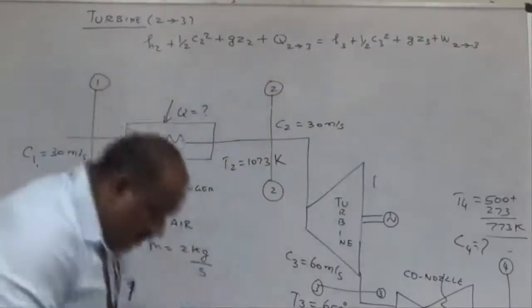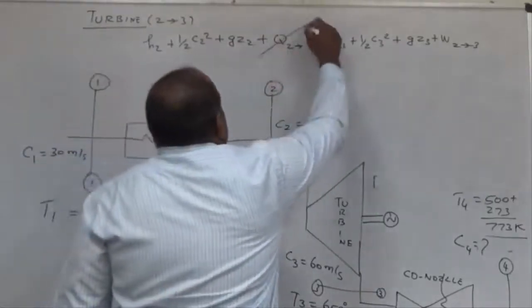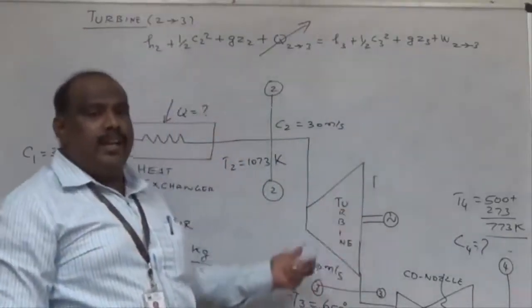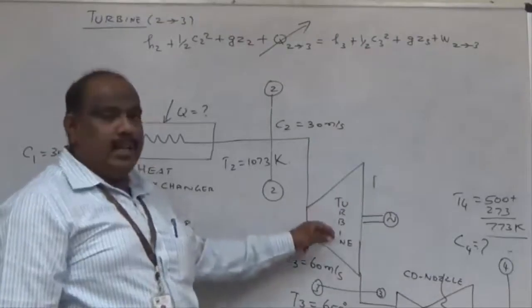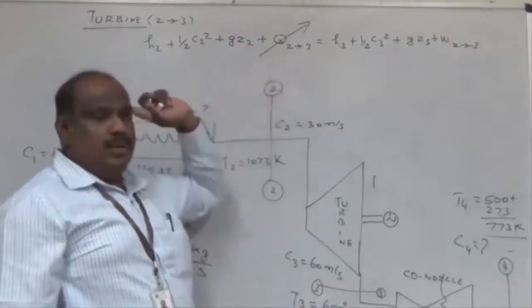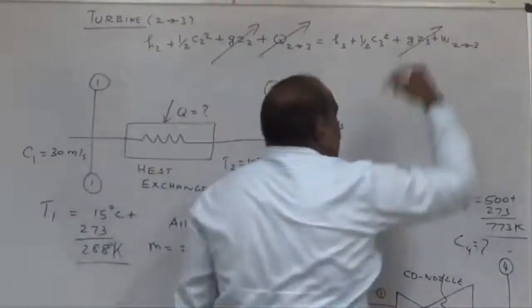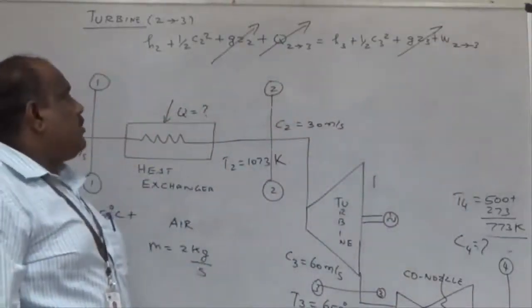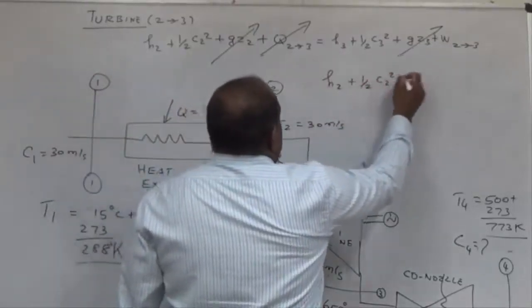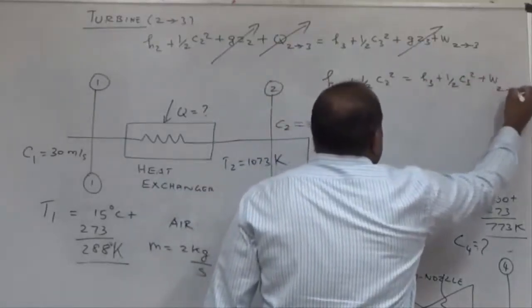What is given about the heat transfer? There is no heat loss from the turbine to the surroundings. If there is no data given in the problem, we can assume the heat loss to the surroundings is nil, that is, it is adiabatic or perfectly insulated. So Q2-3 is 0. What about Z2 and Z3? They have not given any data, so we can assume Z2 equals Z3. So the final expression is H2 plus half C2 squared equals H3 plus half C3 squared plus W2-3.